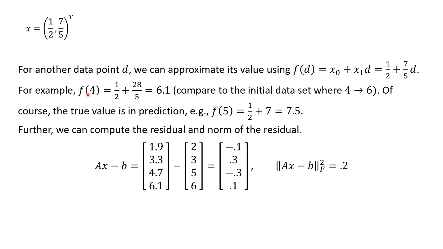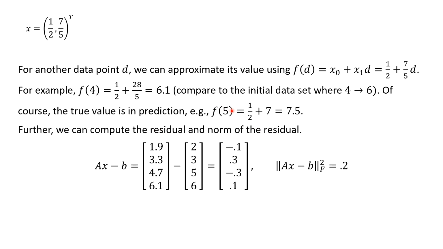That was one of the observations. So let's see how well our prediction does for that. We put in 4 here for d, and we get 6.1, so that's pretty close. We didn't have an observation for 5, but we can attempt a prediction here. So we put in 5 into this equation here, and we get 7.5.